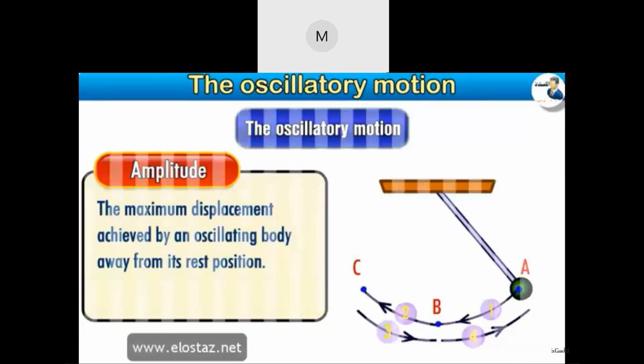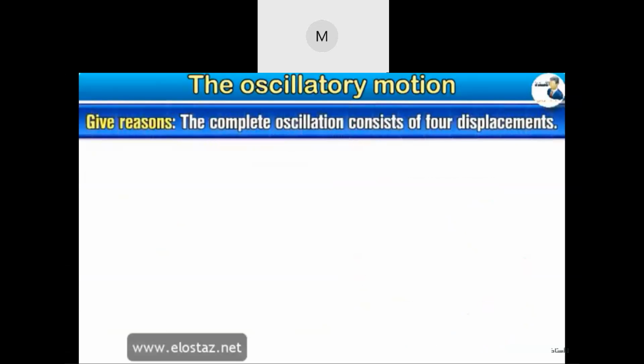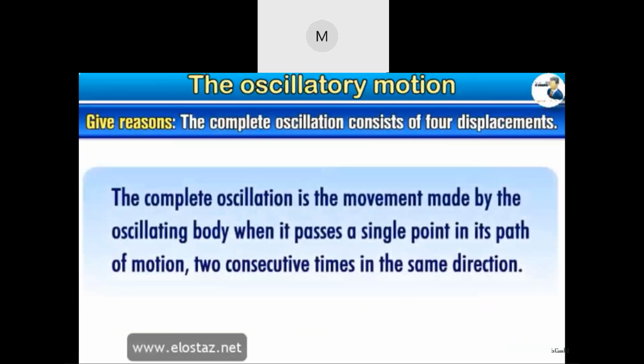Let's now answer this question. It says, give reasons. The complete oscillation consists of 4 displacements. Because the complete oscillation is the movement made by the oscillating body when it passes a single point in its path of motion 2 consecutive times in the same direction. We have to underline 2 consecutive times because it explains why the complete oscillation consists of 4 displacements.